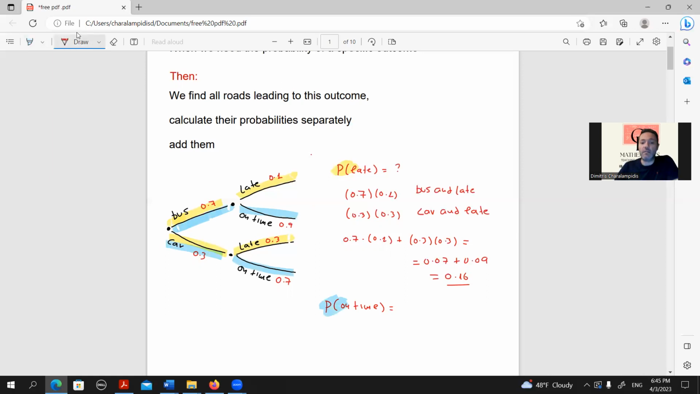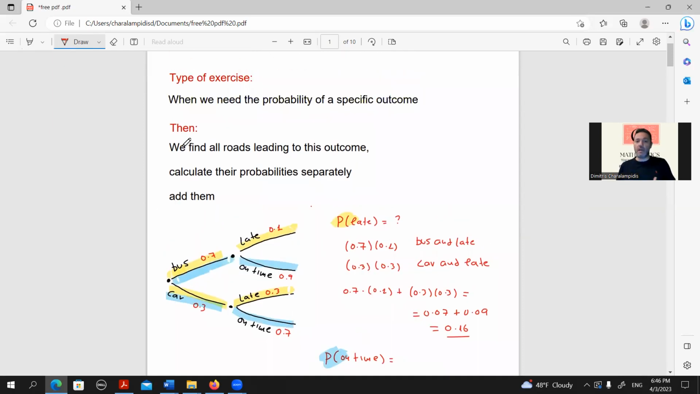Now I have to calculate their probabilities separately. Bus and on time is the product of the probabilities found on each one of these roads, 0.7 times 0.9. Car and on time is also the product of these probabilities, 0.3 times 0.7. I calculated them separately, and now all that is left is for me to add them. 0.63 plus 0.21, which is 0.84, and that was the probability of being on time.